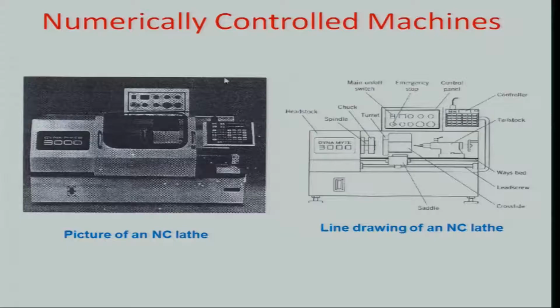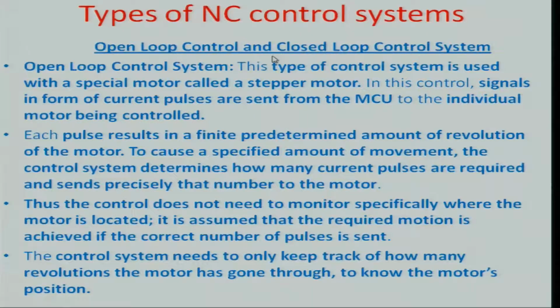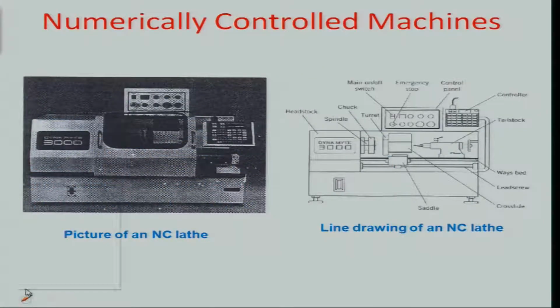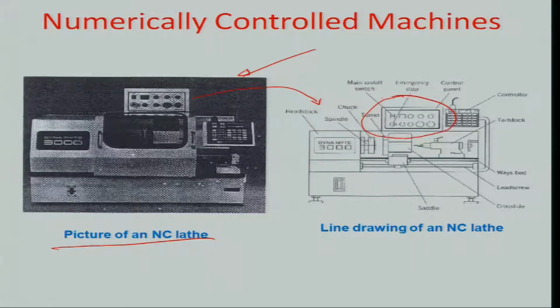So this is a most recent picture borrowed from a textbook of an NC machine. It's called an NC lathe, and if you do a line diagram or a schematic of this particular machine, it is basically different than a conventional machine only in terms of this whole unit right here, which is actually the controller unit.